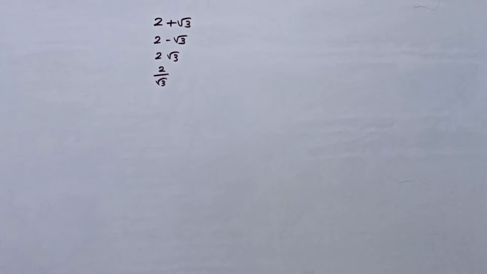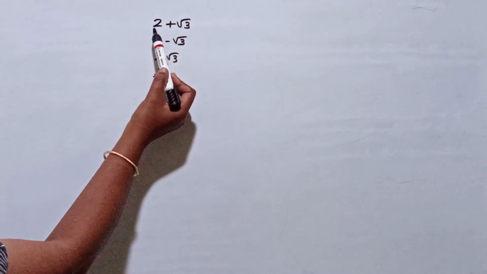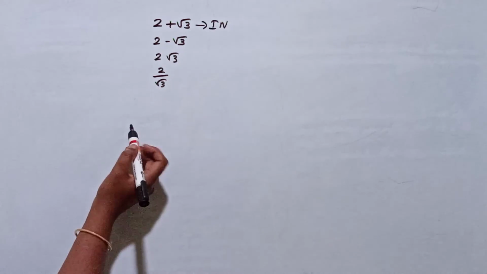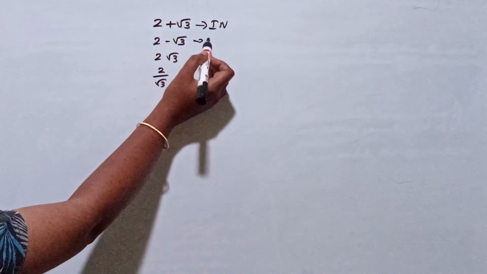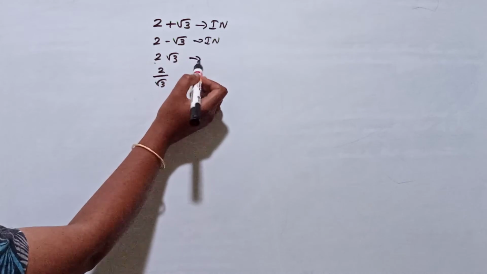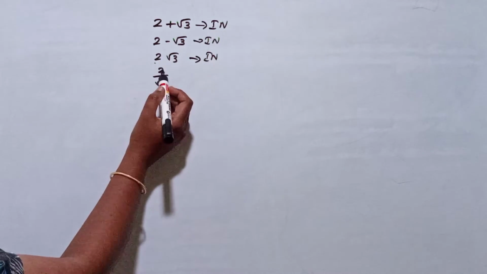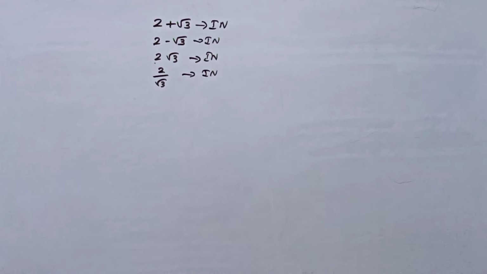So already you have learned this in class 9th. Here I have a rational number as well as an irrational number. The sum of a rational number and an irrational number will always be an irrational number. In the same way, the difference of a rational number and an irrational number will be an irrational number. The product of a rational number with an irrational number will be an irrational number. Same way, if we take the quotient, if you are dividing a rational number by an irrational number, the result will be an irrational number. So based on this, we are going to prove some problems.